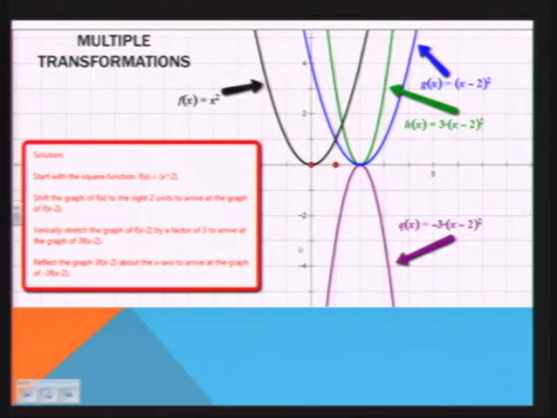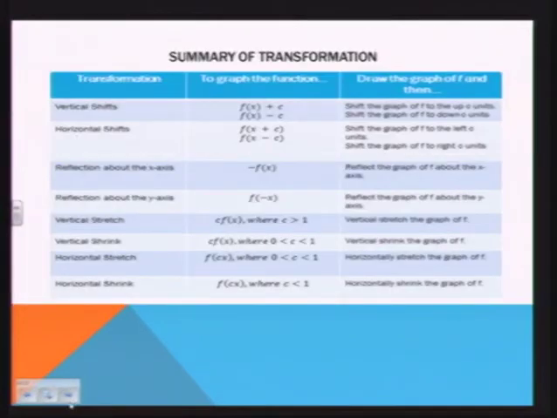Now, as our final summary of the transformation lesson, you will be able to come to a table that will describe all of your transformations as you look at vertical, horizontal, reflection about the x-axis, reflection about the y-axis, vertical stretch, vertical shrink, horizontal stretch, and lastly, horizontal shrink. Again, take note that when you are doing vertical stretch and shrink, as well as horizontal stretch and shrink, there are restrictions that you must abide by when you're dealing with your constants.